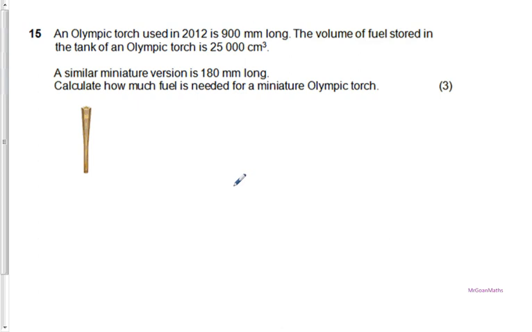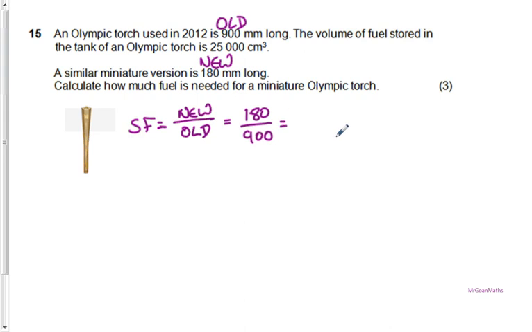What we need to do there is use our scale factor. We have a large torch and a small torch that is to scale. So we have an old model and a new model, and our scale factor is equal to new divided by old. So we pick a measurement that we know on both. We know how long each is. So what we get there is 180 divided by 900. And 180 divided by 900 on our calculators should come out as 0.2 or 1/5.